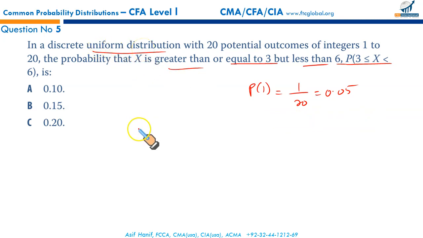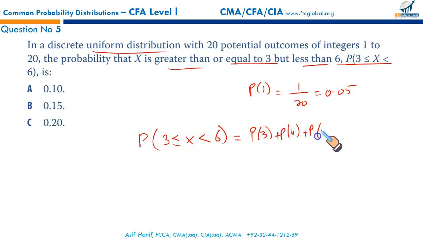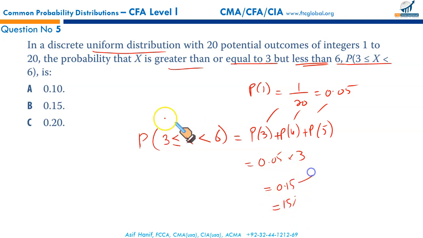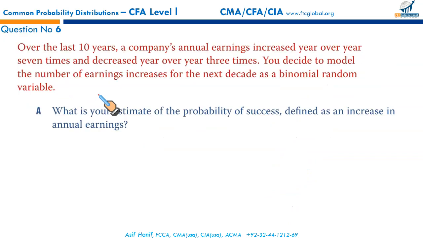What we are required to do is to calculate the probability of x being greater than or equal to 3 and less than 6, which means you need the probability of 3 plus the probability of 4, plus the probability of getting a 5 and not 6. Less than 6 means 6 is not included. So each of these events has probability 0.05. There are 3 such possibilities, so 0.05 times 3, 0.15 or 15%. So option B is the right one. B. Next.